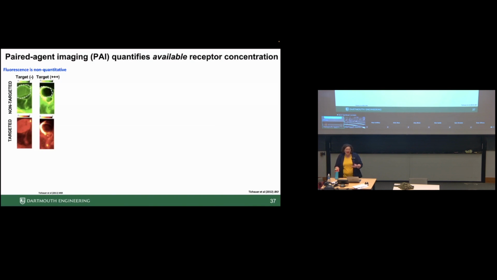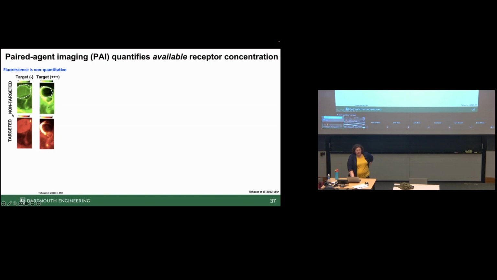And so my lab has been fairly prominent in trying to push forward this platform. We're calling it Margin Assessment Platform, or MAP. But instead of using single agent imaging, we are using a different quantitative technique that we call paired agent imaging. And so paired agent imaging uses 2 fluorophores. One is targeted to a receptor of interest, and the other is non-targeted.